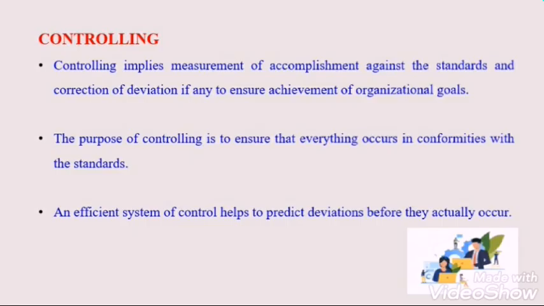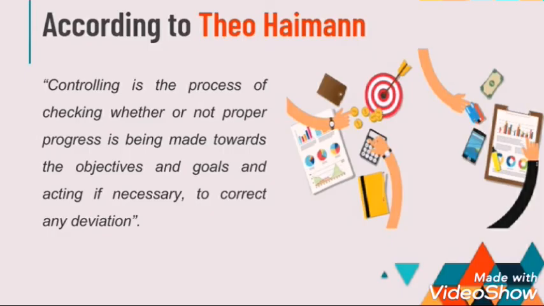Controlling. Controlling implies measurement of accomplishment against the standards and correction of deviation, if any, to ensure achievement of organizational goals. The purpose of controlling is to ensure that everything occurs in conformity with the standards. An efficient system of control helps to predict deviations before they actually occur.